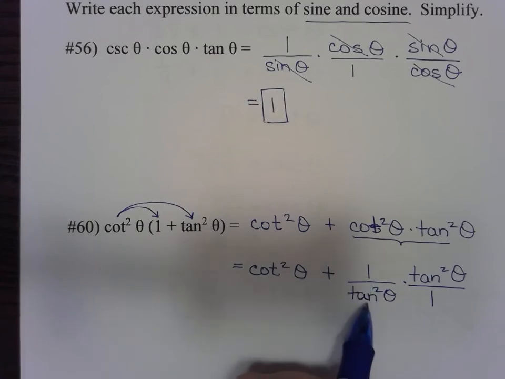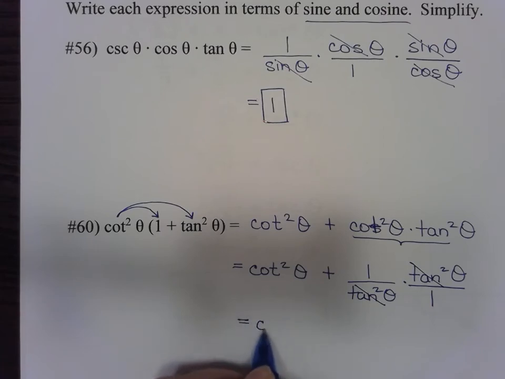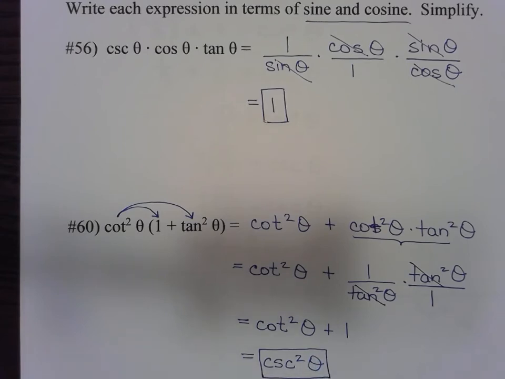Cotangent is 1 over the tangent, so these are going to divide out or cancel. And we're going to be left with cotangent squared of theta plus 1. I think we have an identity for that. If you look back to your Pythagorean identities, this is the same as the cosecant squared of theta. So we made that as simple as possible. Let's try a couple more.